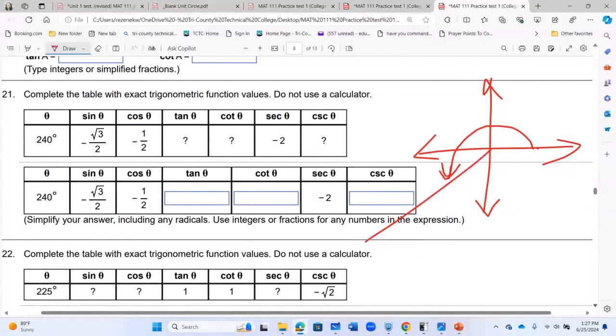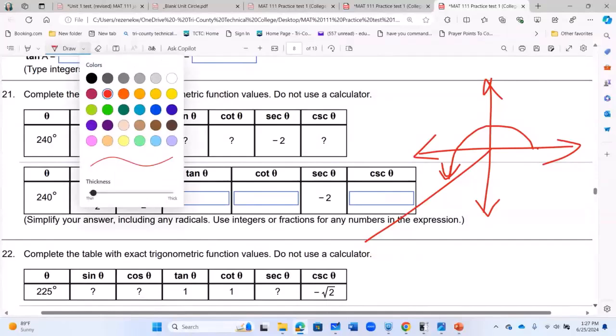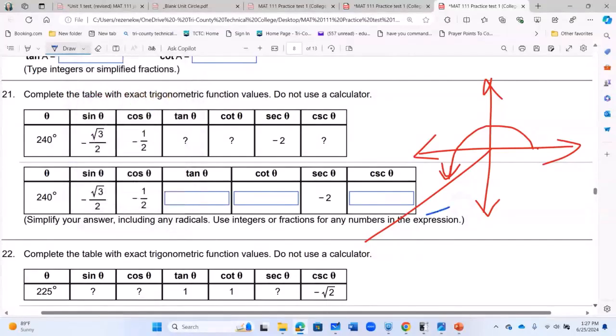All right. And in the third quadrant, we already know that sine is negative, cosine is negative. Only tangent is positive in the third quadrant. Because if sine is negative and cosine is negative, then tangent, a negative over a negative, will be positive. So tangent, sine over cosine, is going to be positive. All right, so we expect tangent to be positive.